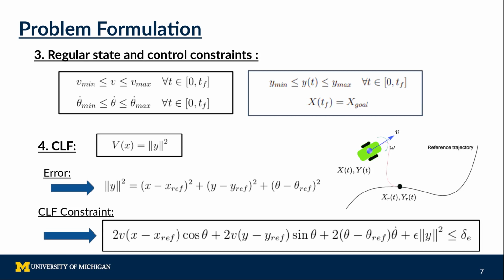And also we will impose the regular state and control constraints as in other regular optimal control problems. We also impose the terminal constraint to make sure that our vehicle can reach the target goal. So for CLF, we use CLF for the trajectory tracking of the vehicle. So the vehicle will follow this reference trajectory. And in order to do that, we will choose the Vx, like the arrow like this. And from this function Vx, we will compute based on the definition of CLF to get the CLF constraints.